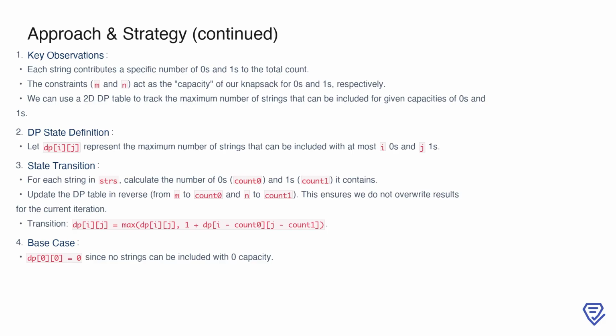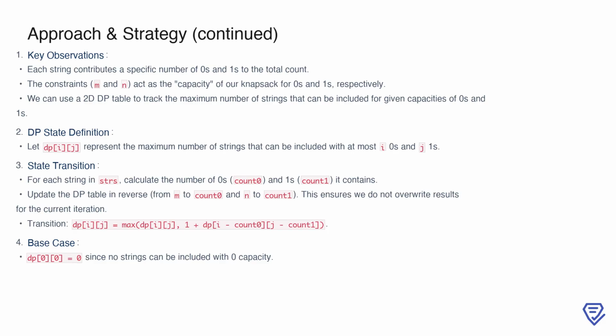To build this table, we calculate the contribution of each string by determining the counts of zeros and ones it contains, referred to as count0 and count1. The dp table is updated in reverse order, starting from the maximum values of m and n and moving down to the respective counts of the current string. This reverse update ensures that we do not overwrite results from the current iteration. The transition formula is simple. For each cell, the value is the maximum between its current value and the result of including the current string, which is 1 plus dp[i - count0][j - count1].